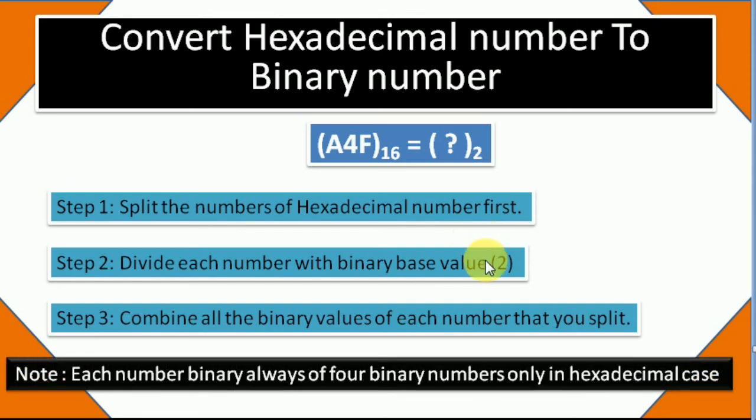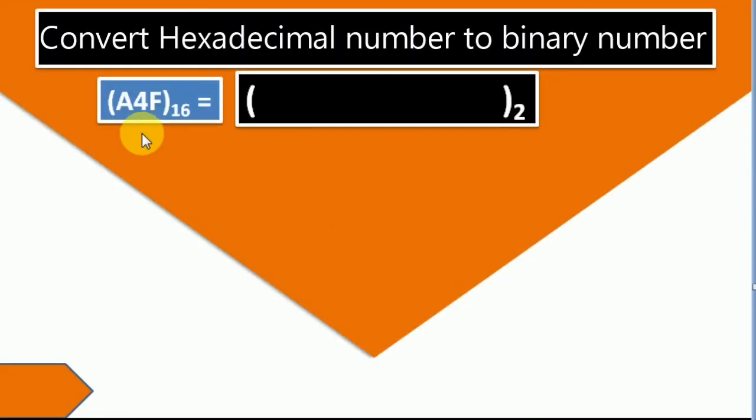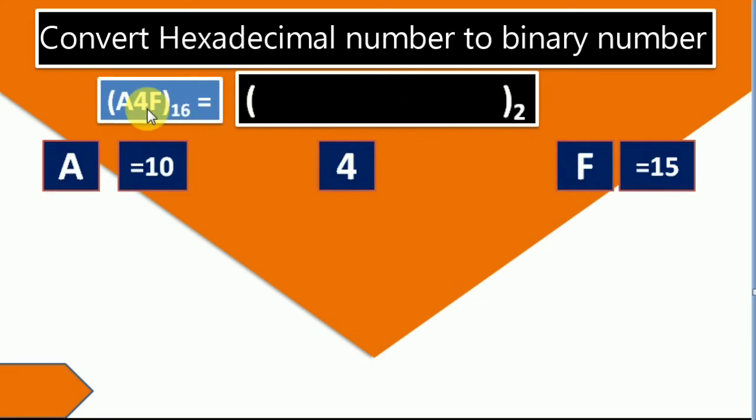One thing that you need to remember is that in the case of hexadecimal, a group of 4 numbers makes one hexadecimal number. In octal there are 3, in this case there are 4. Now let's start. A4F is a hexadecimal number and we are going to convert it to a binary number. So we put A, 4 and F separately.